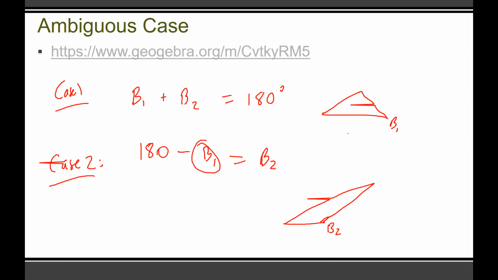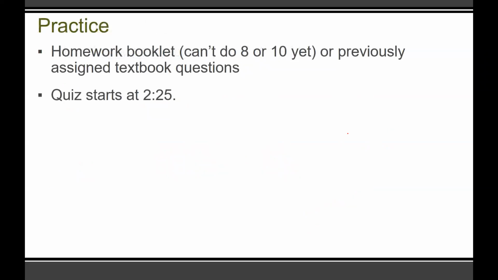Okay, anyway, that wasn't as fruitful as I thought, but hopefully the examples I went through provided a little bit of reassurance. And if they didn't, hopefully you still have some time for practice. You can work on your homework booklet. Remember, you can't do question 8 or 10 yet. You can only do questions 1 through 7 and then question 9. But if you would prefer to work on some previously assigned textbook questions, at least that way you'll see the answers in the back of the book.